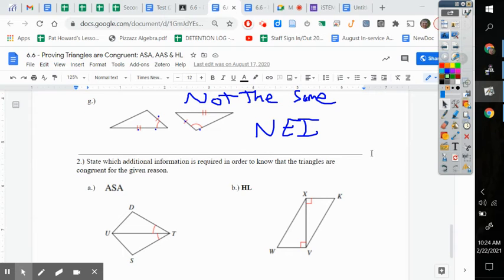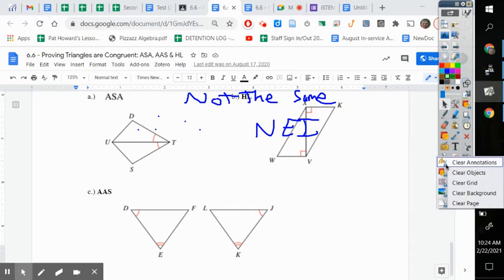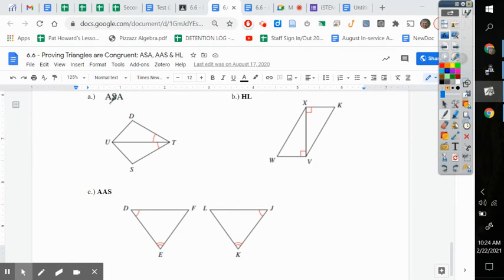Finally, this last part, guys. It just says state which additional information is required in order to know the triangles are congruent for the given reasons. So they want you to prove this is ASA. Well, this is ASA, so you're drawing in what you need. I've got an angle on both triangles. I've got the side that's the same that's connected right here. Oof, that's a terrible tick mark, sorry. ASA, that means this angle has got to be the same. So you have to say angle DUT is congruent to angle TUS. Very nice.